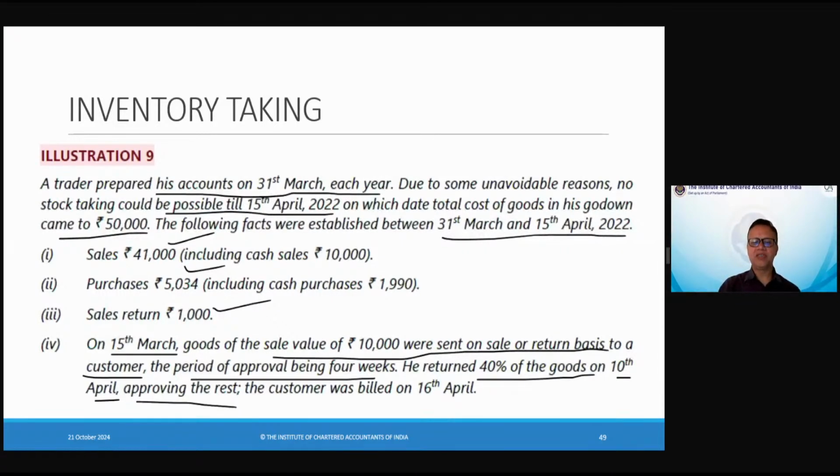Now, what happens when it approved the rest? The customer was billed on 16th April. Now, when the customer is billed on 16th April, it is billed on the basis of those goods which are deemed to be recognized as sales.